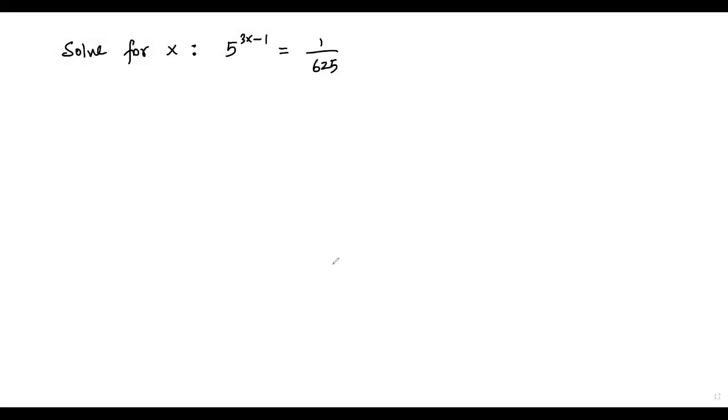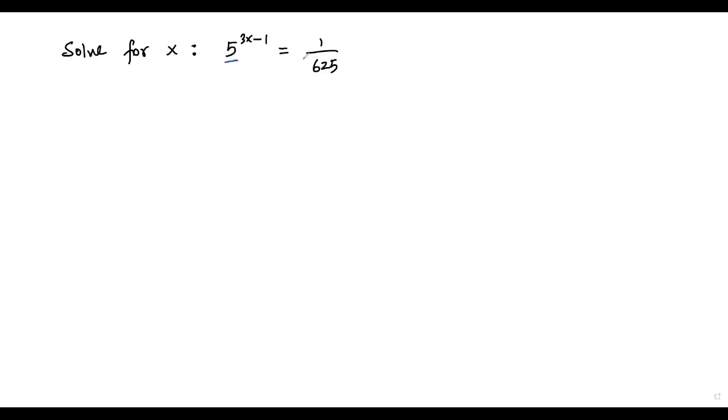Here we have to solve for x on the given exponential equation. Here we have base y and we have the variable x at the exponent. Whenever we are trying to solve for the variable that is at the exponent, what we need to do is get the same base on both sides of the equation. Once we get the same base on both sides, we'll be able to equate the exponents and we can solve for the variable.